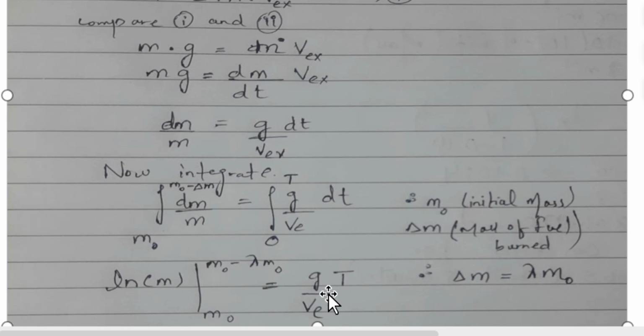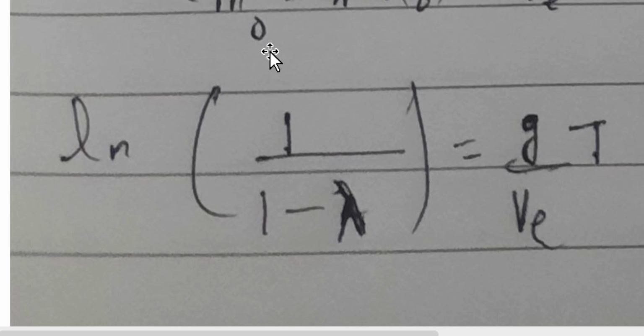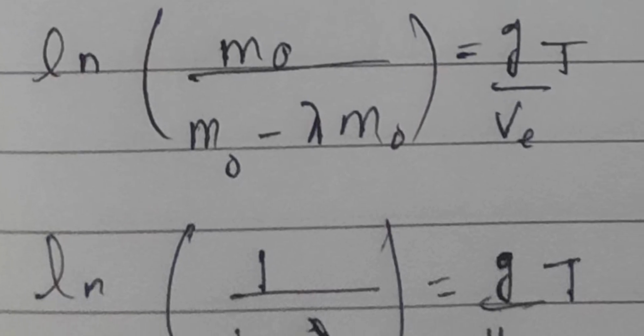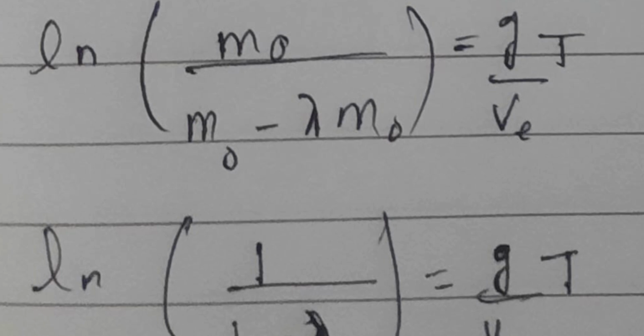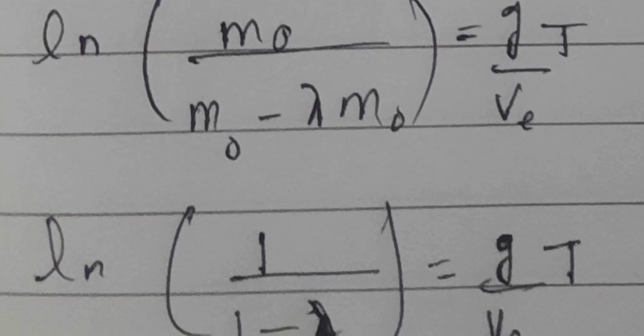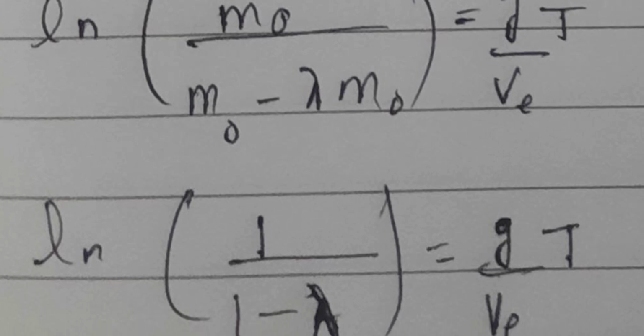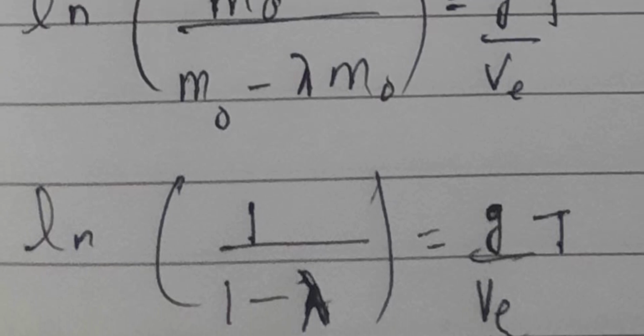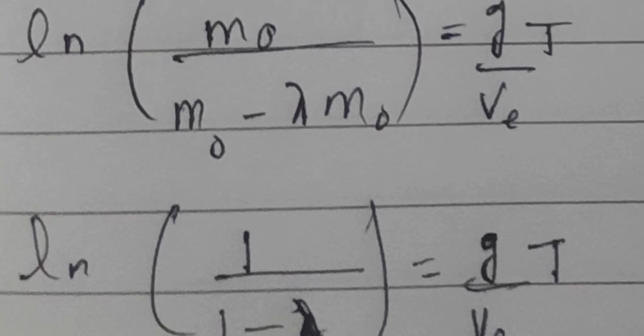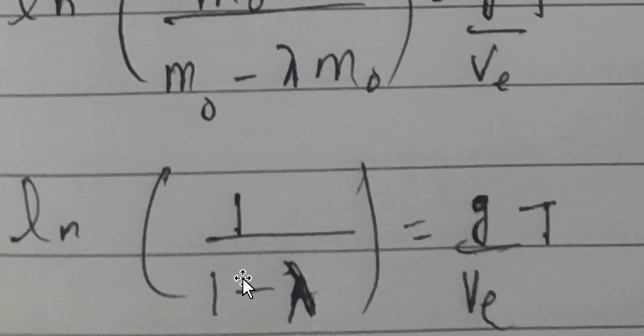So now let's go to the other side. After taking the natural log and putting in the limits, we will get these terms. After applying integration we will get this term. Now you have to take M0 common and cancel it. By this we will get this term.